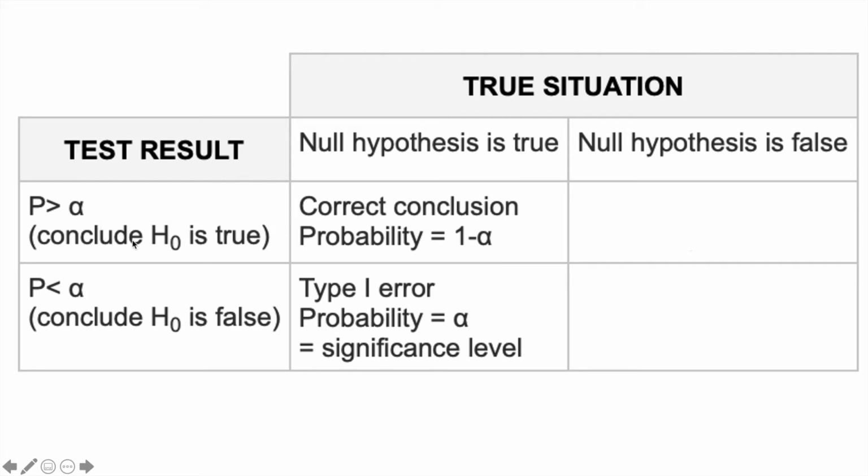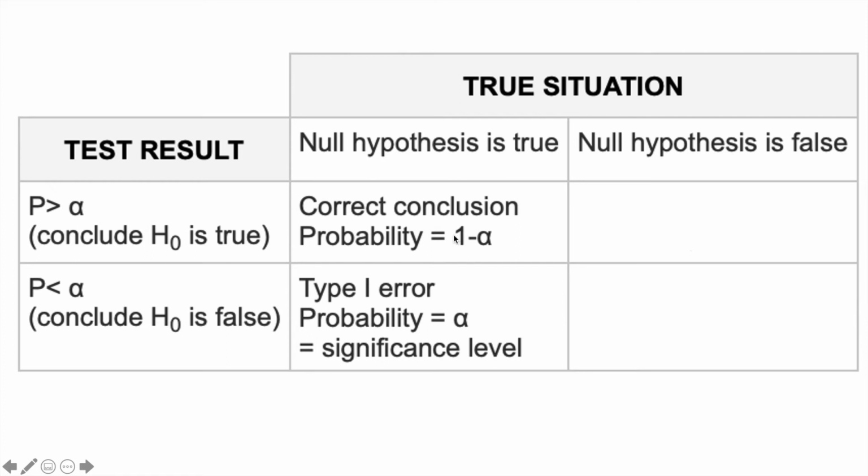our test concludes that the null hypothesis is true, and as a matter of fact it's actually true, so this is a correct conclusion, so this is a good thing. Okay, and please note that these two complement each other, so this is alpha or significance level, and this is 1 minus alpha.